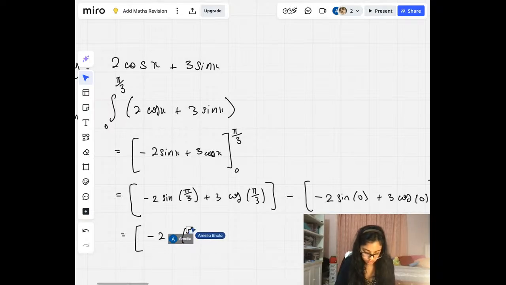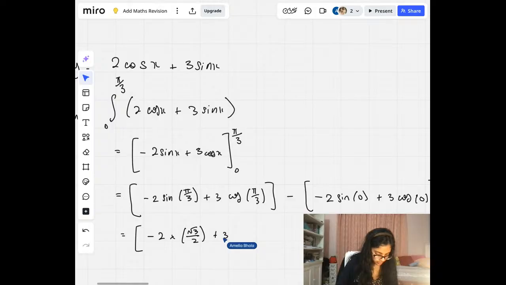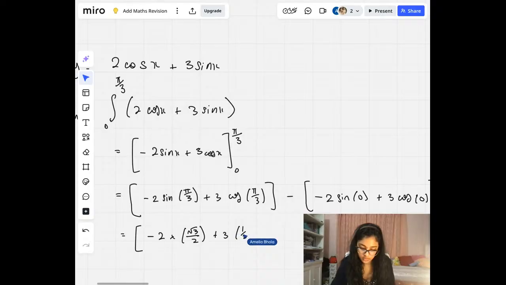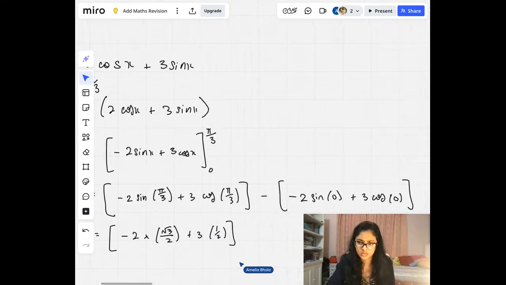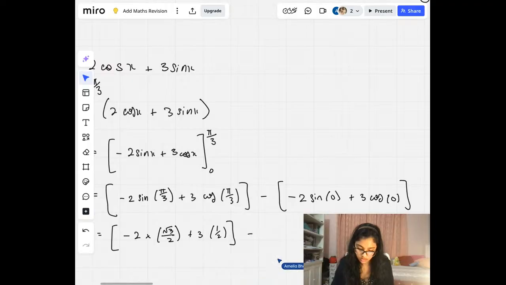Oh, what am I doing? Plus 3 cosine of pi over 3. This is a half. Alright. As sine 0 is just 0, you just put it there. And this is 3 by 1, which is just 3.